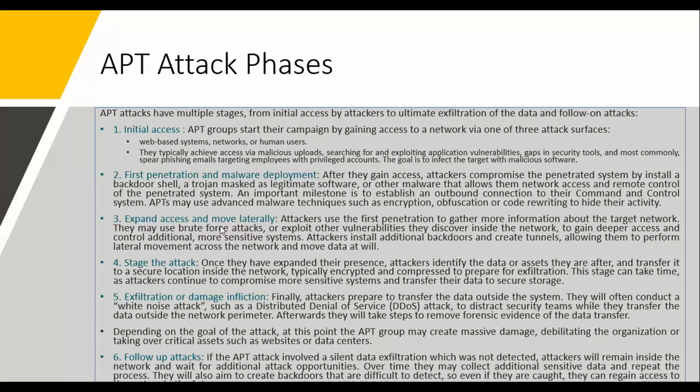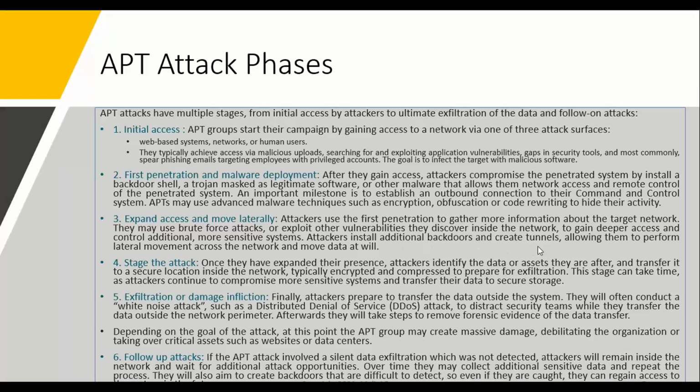Then the next step is expand access and move laterally. So attackers use the first penetration to gather more information about the target network. They may use brute force attack or exploit other vulnerabilities they discover inside the network. So once they gain access in your organization through the privileged access, they start moving laterally so that they can discover inside the network to gain deeper access and control additional, more sensitive systems.